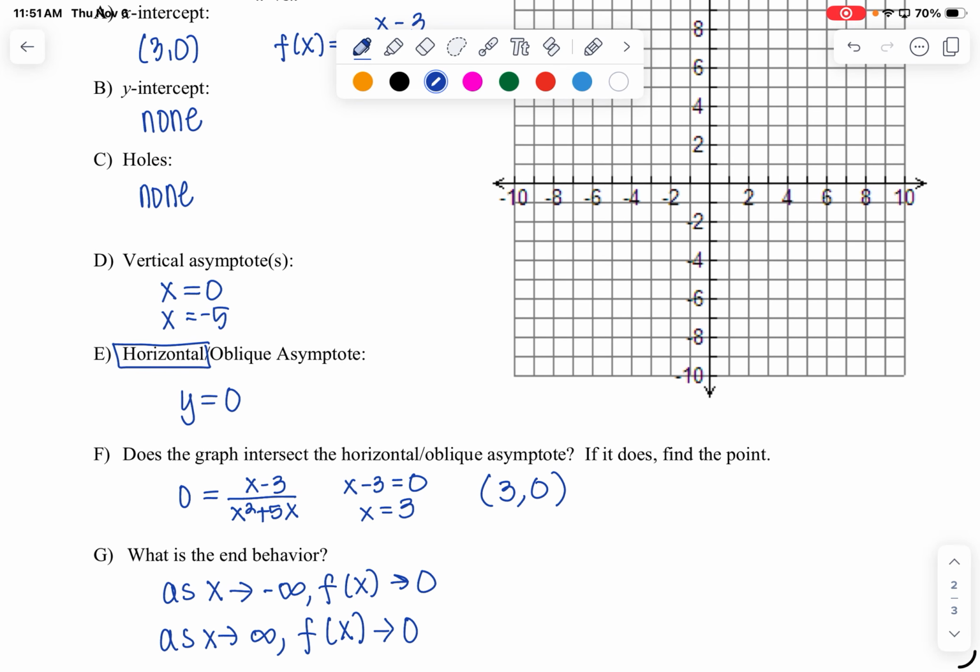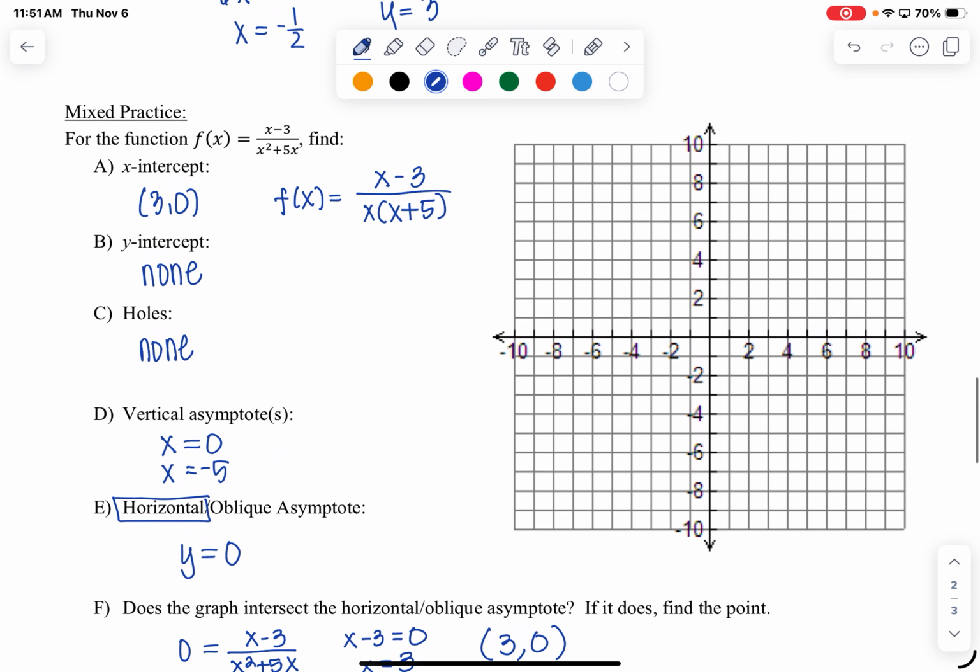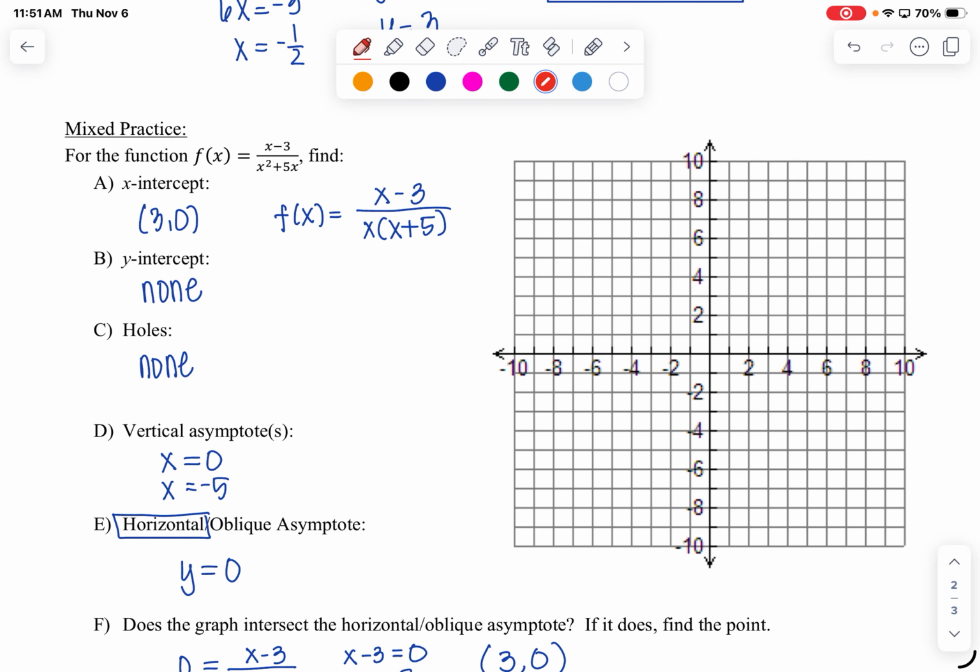Oh, and I didn't even actually have to do the work for that, now that I think about it, because if I said that there's an x-intercept at 3, 0, but there's a horizontal asymptote at y equals 0, I obviously am crossing through my horizontal asymptote because I have a point on my asymptote, right? But I was going too fast to realize that.